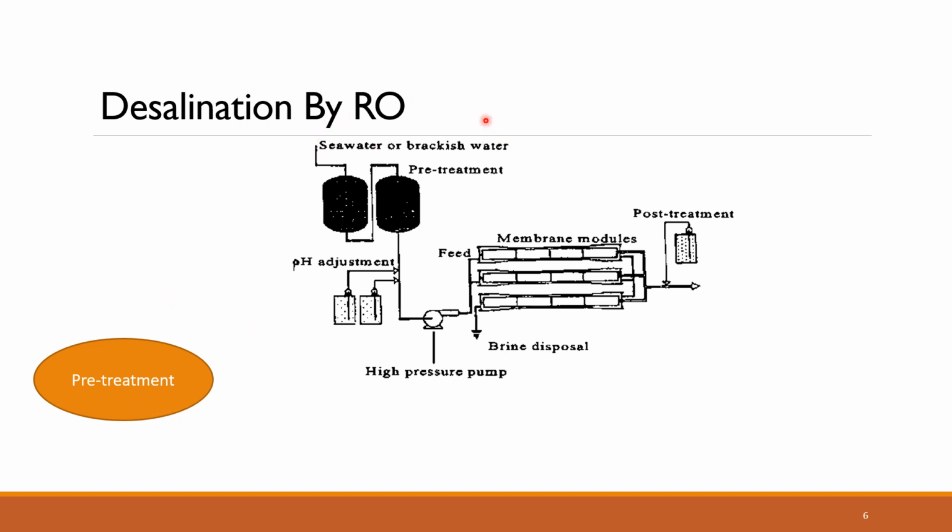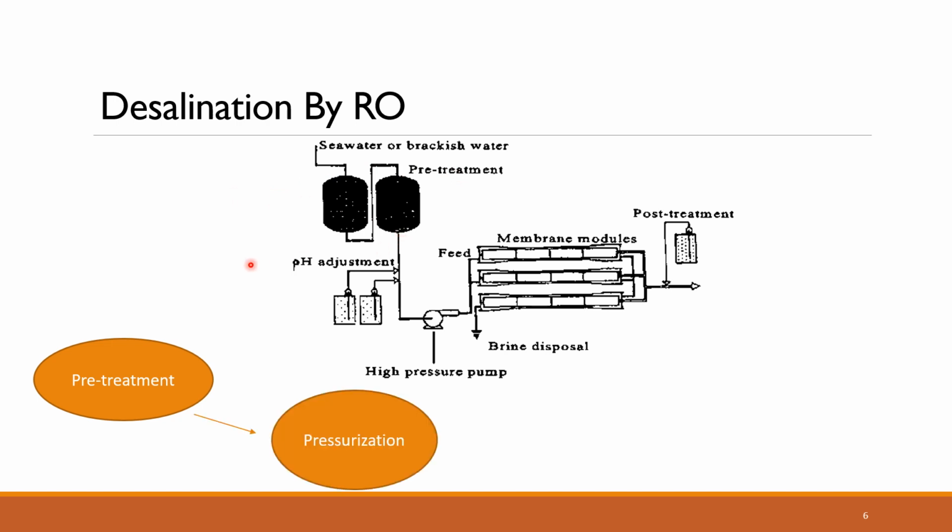Now in the pre-treatment step, the water has to be pre-treated so that it is suitable enough to be passed through the membrane modules. Here the pre-treatment steps include pH adjustment, that is the pH of the water has to be adjusted, and also the sediments have to be separated. That is the first step.